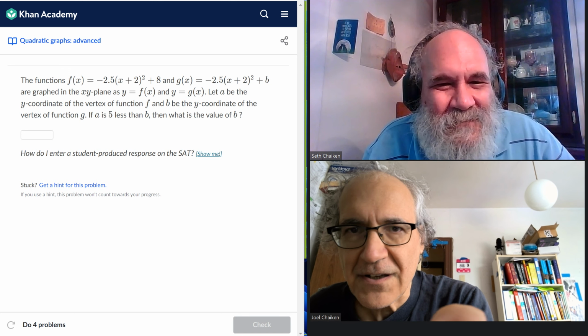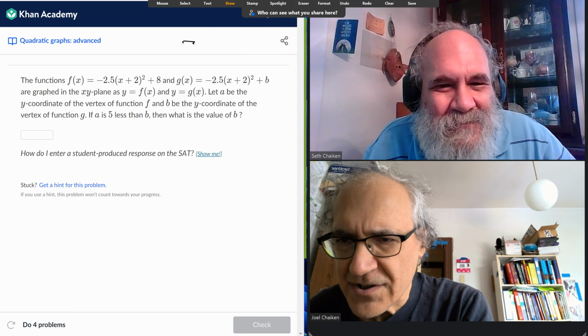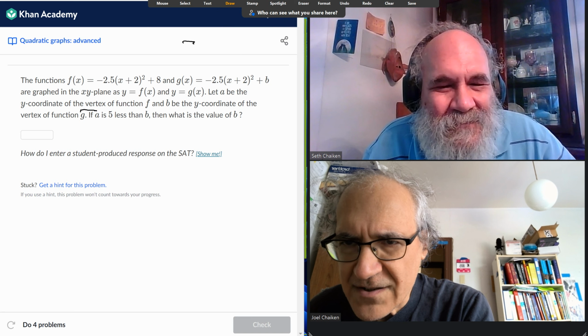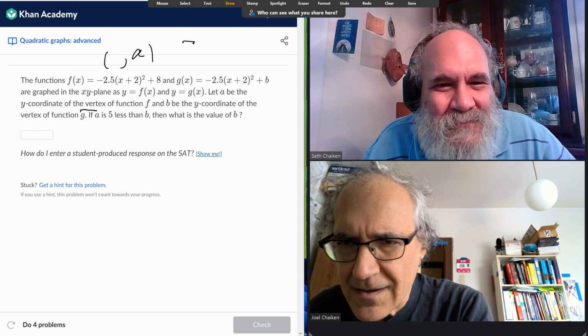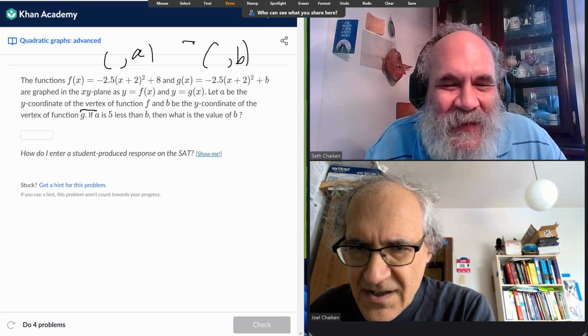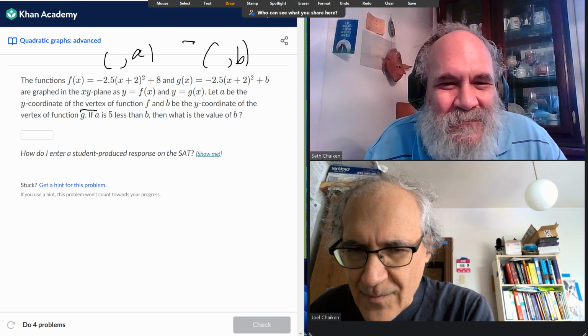Wait, hold on. You have to do annotation. It's always helpful to read the question. The vertex of f, and B the y coordinate of the vertex of g. So, A, B, of the vertex. If A is 5 less than B, then what's the value of B?